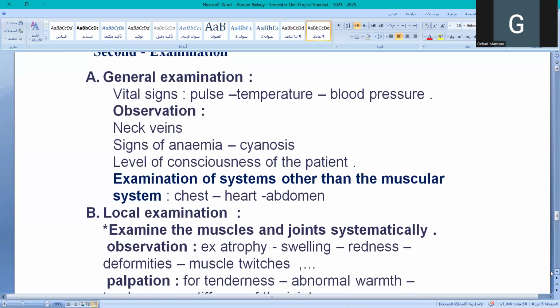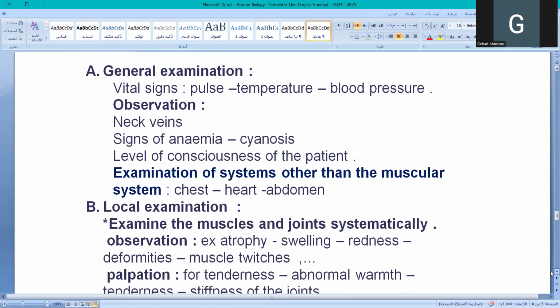And then we move on to the examination. Similarly, after having finished the examination, or after having imagined that you finished the examination, you're going to mention it in the form of a continuous smooth paragraph. In all medical cases, we start by the general examination and then we move on to the local examination, which is the examination of the system in question. And here for this project, the system in question is the muscular system.